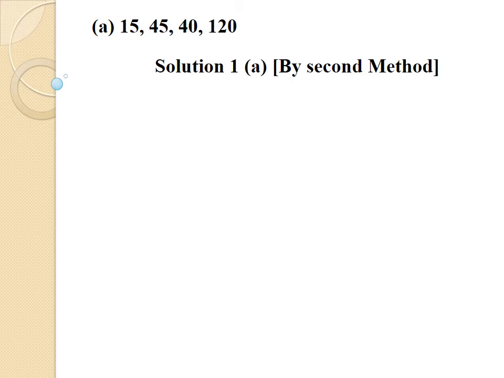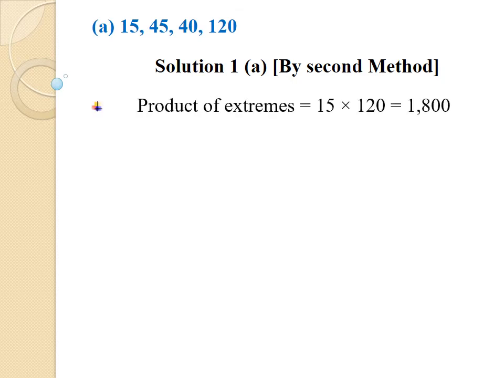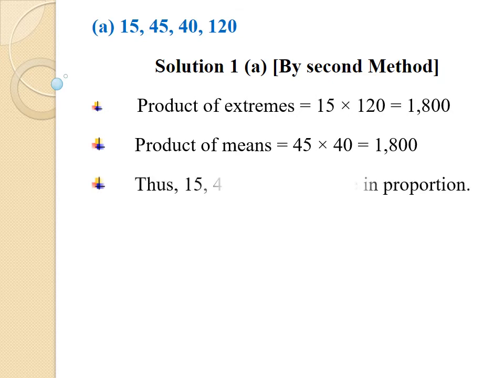Now sum A, 15, 45, 40 and 120 by the second method. Product of extremes, that is product of first term and fourth term, equals 15 multiplied by 120 equals 1800. Product of means, that is product of second term and third term, equals 45 multiplied by 40 equals 1800. Students, product of extremes equals product of means. Thus, 15, 45, 40 and 120 are in proportion.